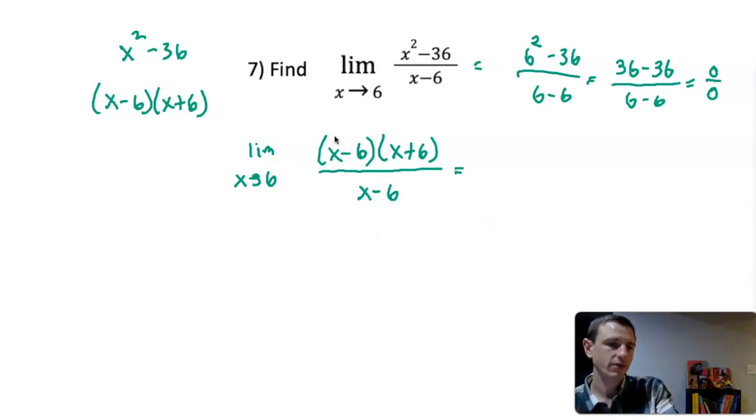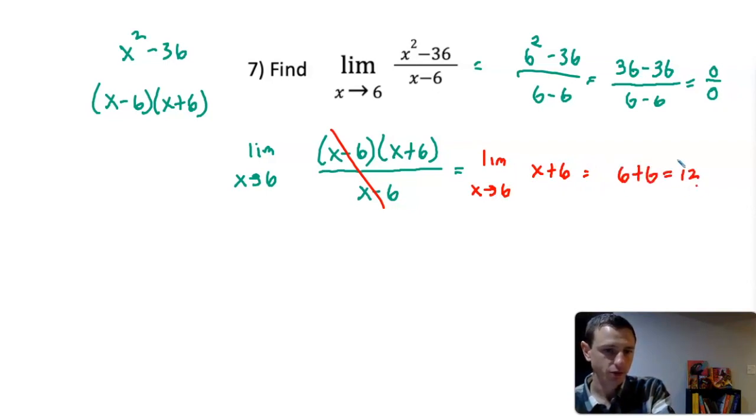And then what happens is the x minus 6 is canceled. So we have the limit as x approaches 6 of x plus 6. And now I'd be able to just evaluate the limit. So the limit as x approaches 6 of x plus 6. Plug in 6, we get 6 plus 6, and that equals 12.